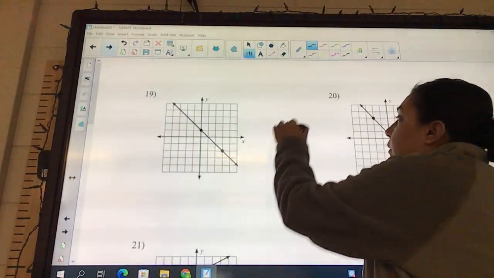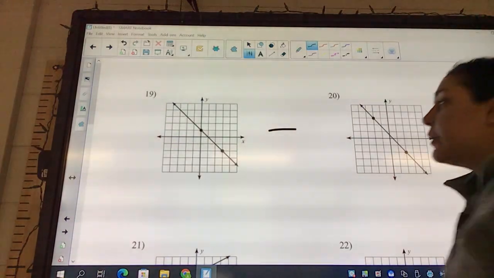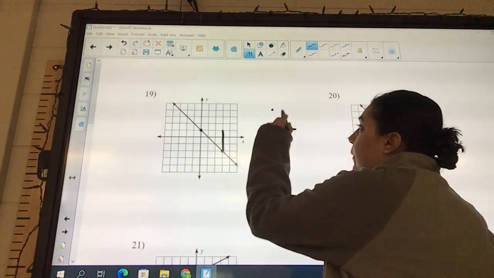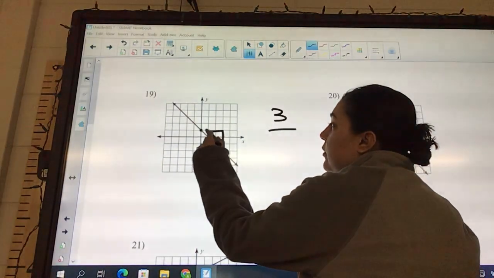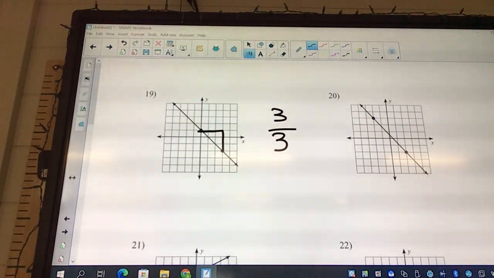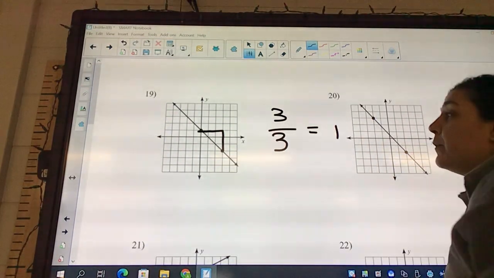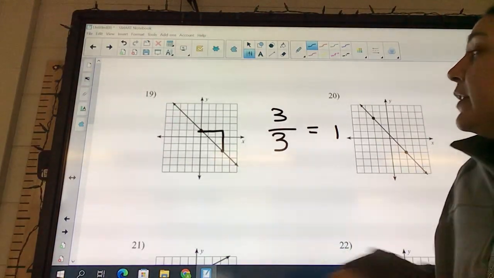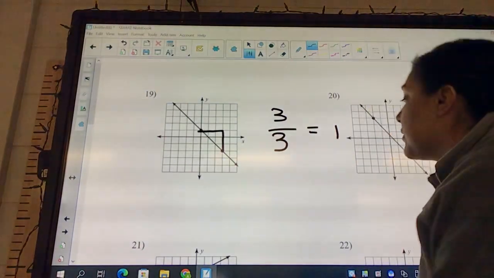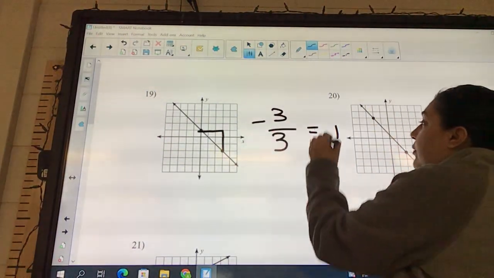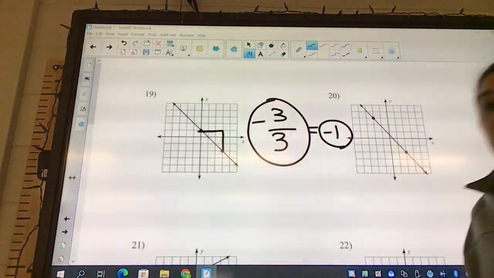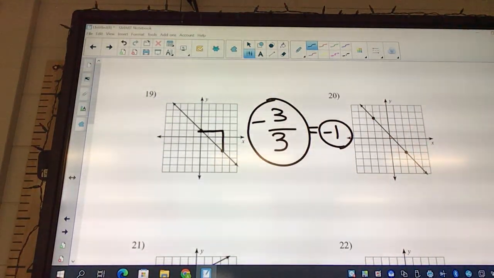19. You can draw your little fraction bar, and we start at the lowest point. How much do we rise? 1, 2, 3. And we run 1, 2, 3. Same thing. 3 over 3 is really 1. Then we ask whether this is a positive or negative slope. Look at the top arrow. It's in the negative box. So this needs to be either negative 3 over 3 or negative 1. Either answer is fine. 3 over 3 is 1.